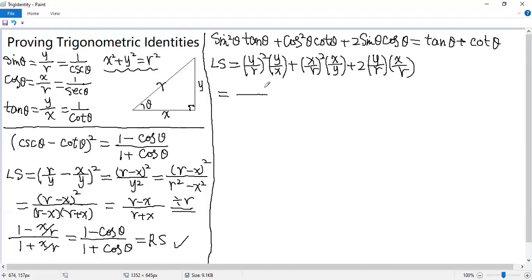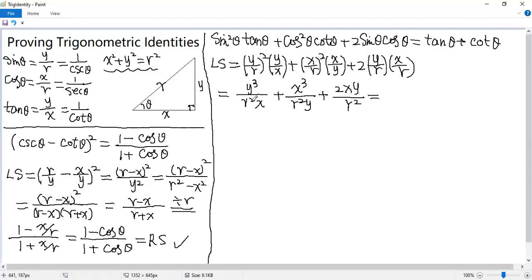For the first term, y squared times y equals y cubed. The bottom r squared x. The second term, x squared times x, so x cubed. The bottom r squared times y. The last term, 2xy. The bottom r squared.